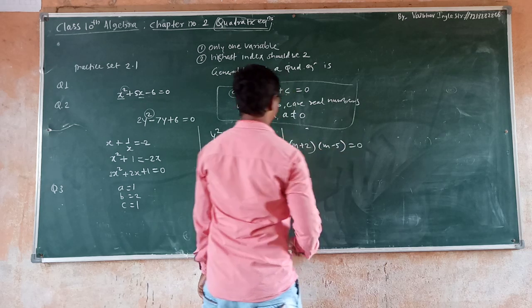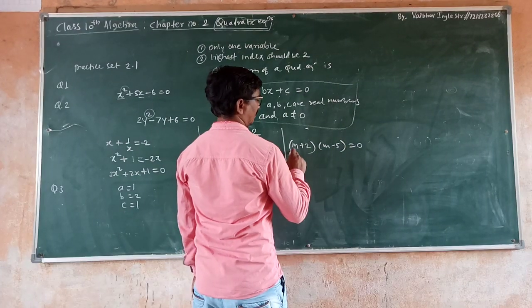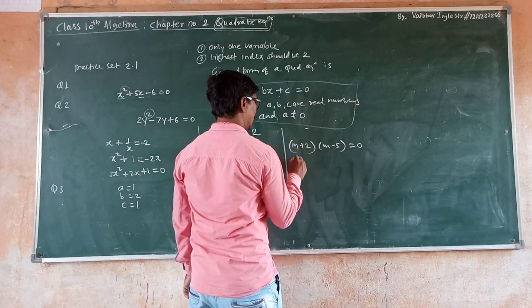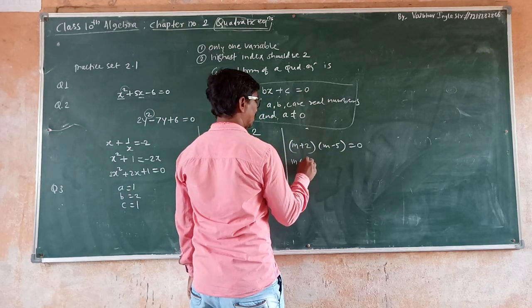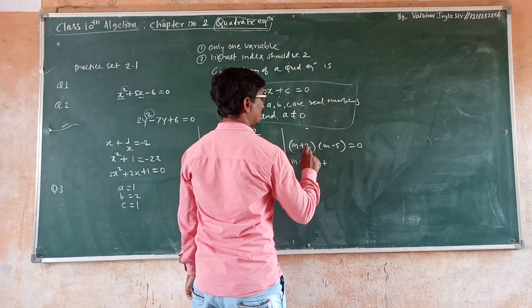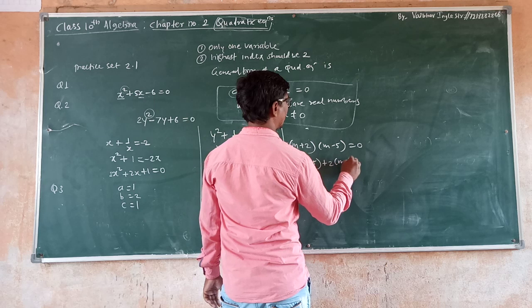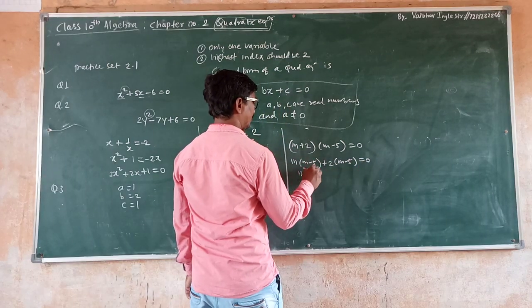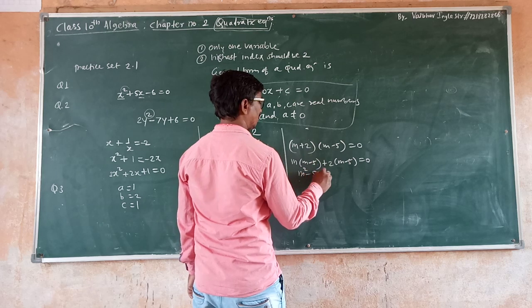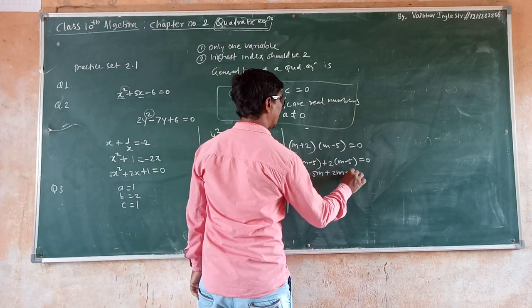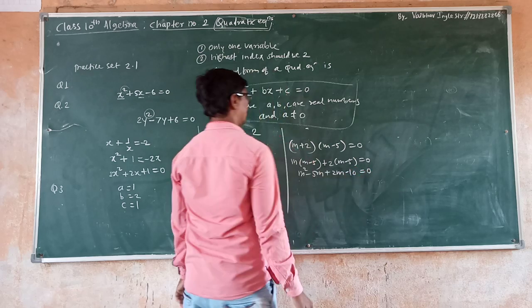Now another equation is there, m plus 2 into m minus 5 equals 0. So we multiply m by this bracket, so it will be m into m minus 5, then plus 2 into m minus 5. Then m into m is m square, m into minus 5 is minus 5m, plus 2 into m is 2m, and 2 into minus 5 is minus 10.